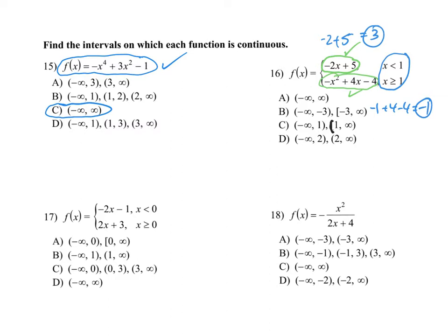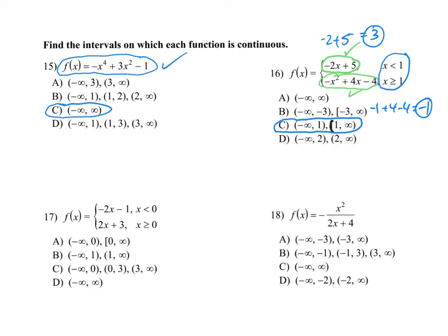1 is not included in this continuity expression. This thing is discontinuous at 1 because there's a jump. It's clearly a jump. We're at 3 and negative 1. So the interval would be negative infinity to 1 and 1 to infinity. Those are the places where it's continuous.